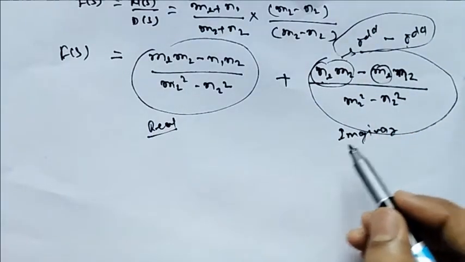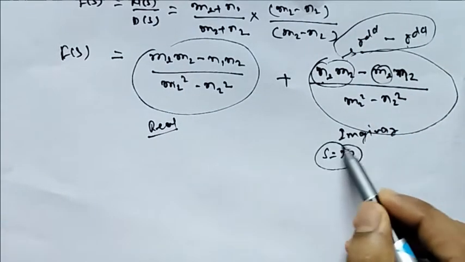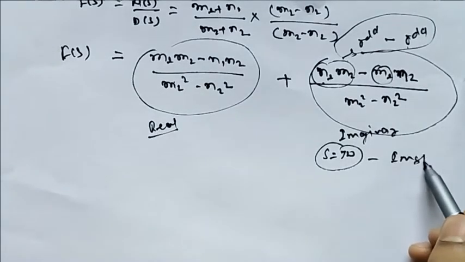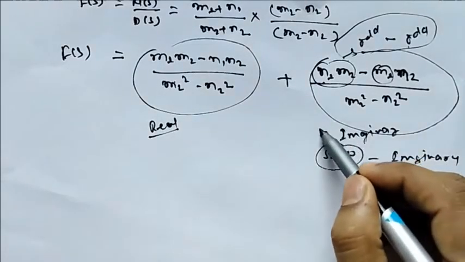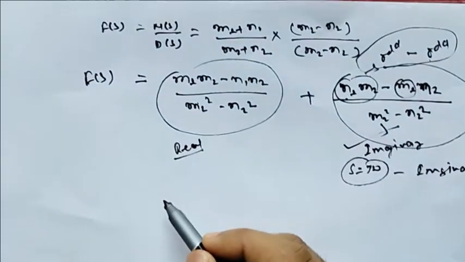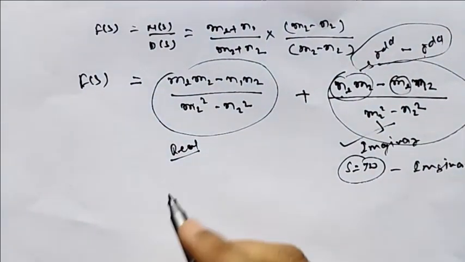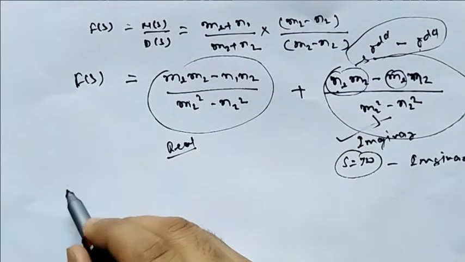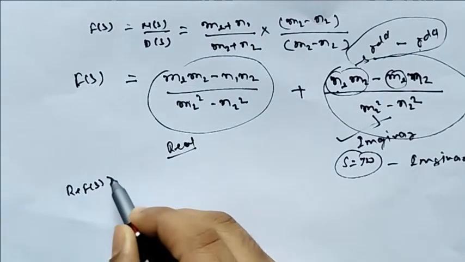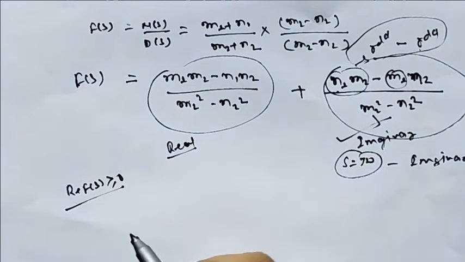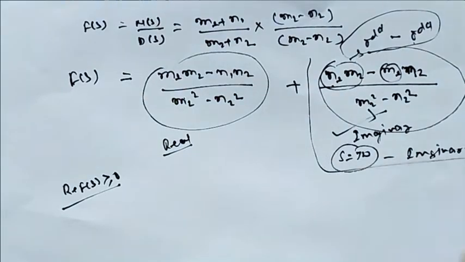This is an odd function. If I put s equal to j omega, then this is going to give me imaginary, and we need not check the imaginary part. Here we have to check the real part. Real part of Fs must be greater than 0. This we are going to check. So we will not check this part.